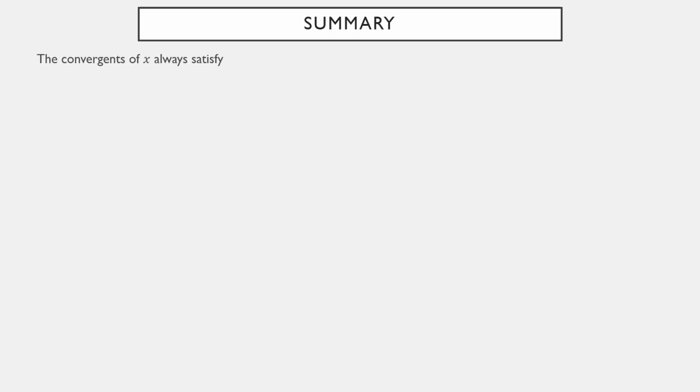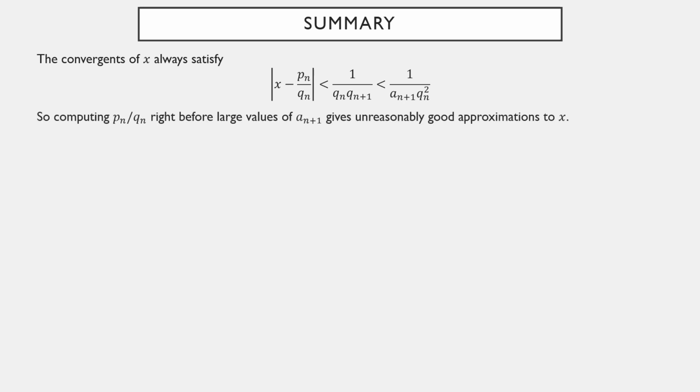So in summary, the convergents of x always satisfy this nice chain of inequalities. The distance of x to the convergent P_n over Q_n is always less than 1 over the next partial quotient a_{n+1} times the denominator Q_n squared. One thing we've done with this is that computing the convergent P_n over Q_n directly before the appearance of a large partial quotient a_{n+1} gives a very good approximation to x.